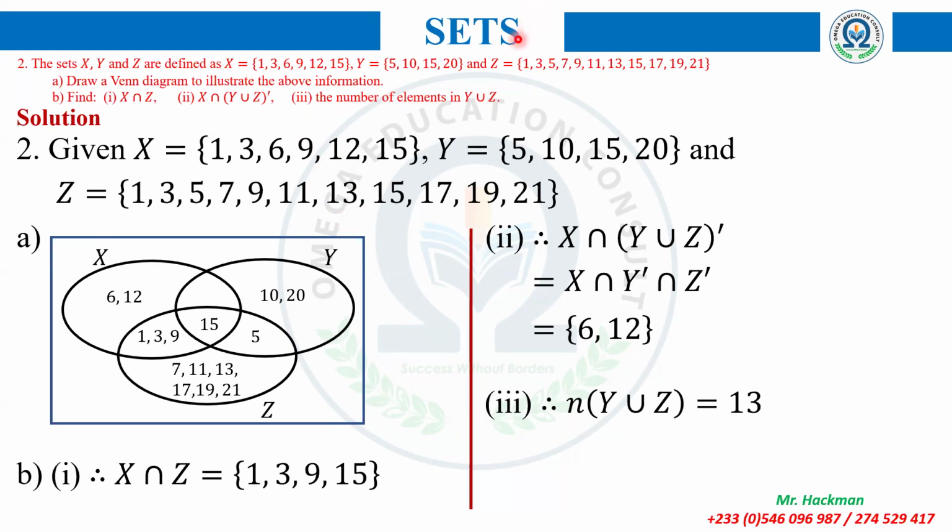So we're given three sets X, Y, Z with their corresponding elements. A, you were asked to draw a Venn diagram to illustrate the above information, meaning taking into consideration all the sets that you have there. Then B, find (i) X intersection Z, (ii) the number of elements in X union Z.